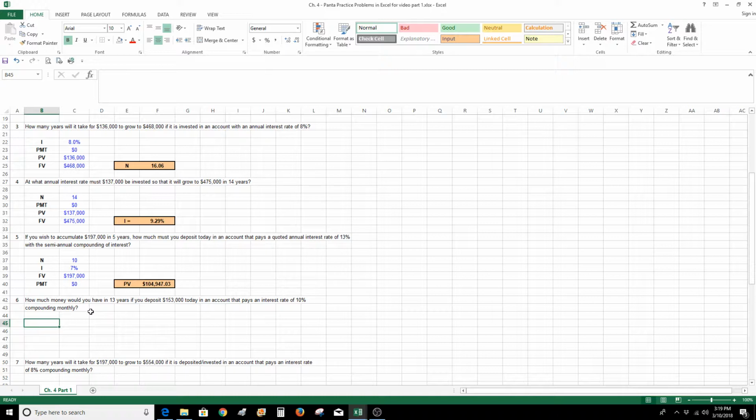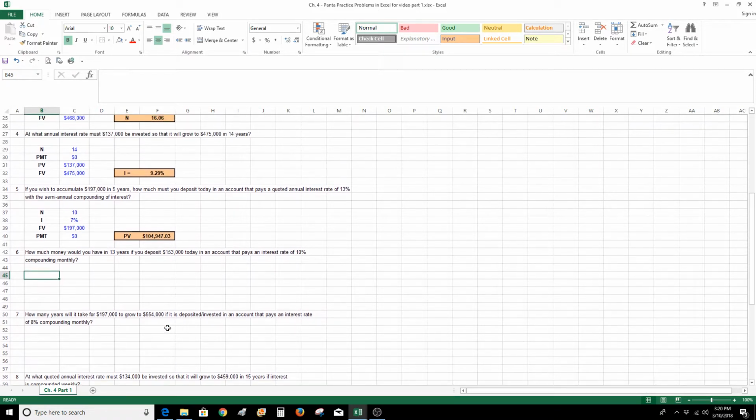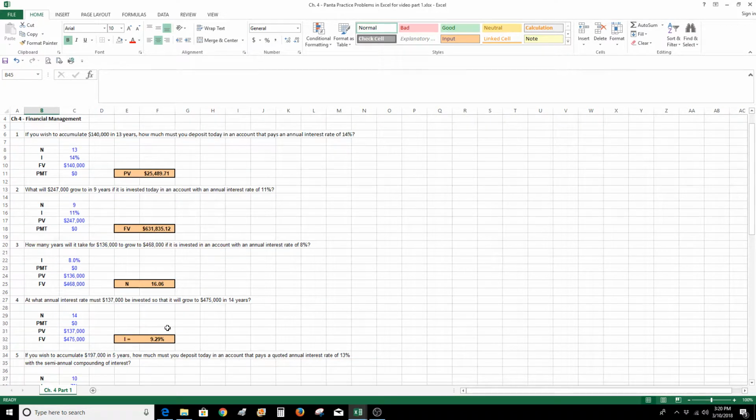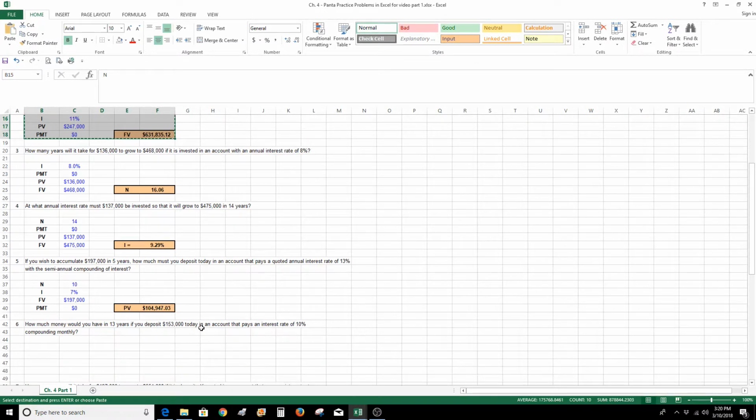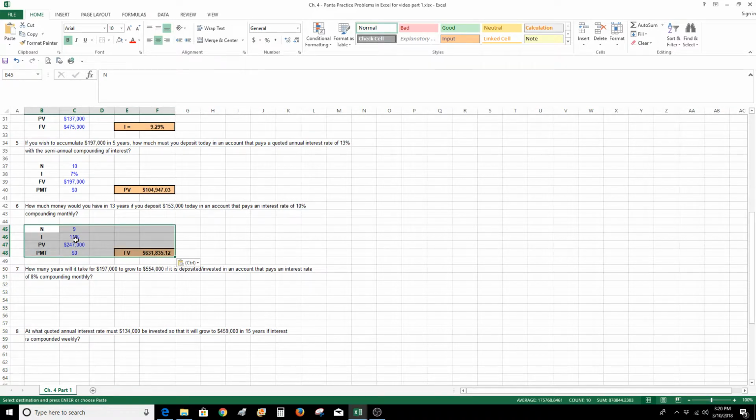In number 6, it says, how much money would you have in 13 years if you deposit $153,000 today in an account that pays an interest rate of 10% compounding monthly? So how much money would you have in 13 years? So you're looking for future value. So we're going to go up here, right click, copy, go down here and paste.